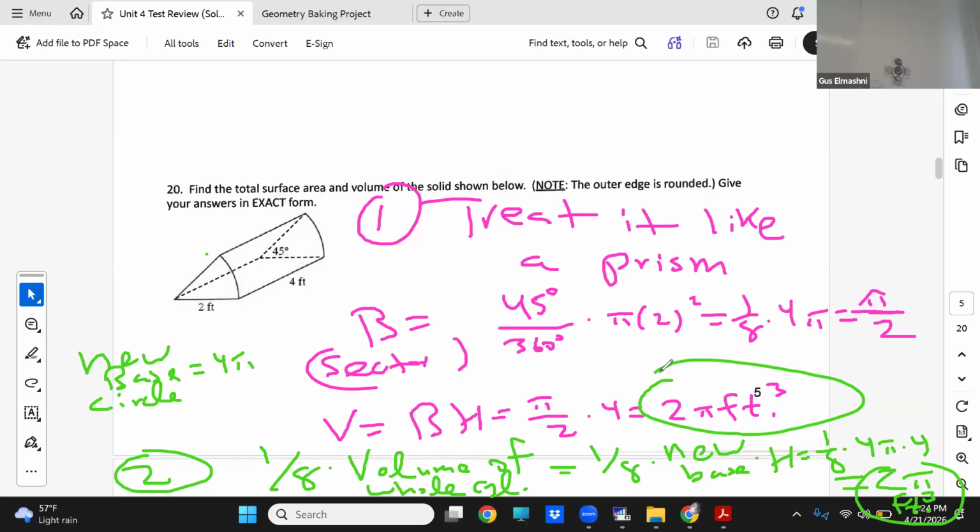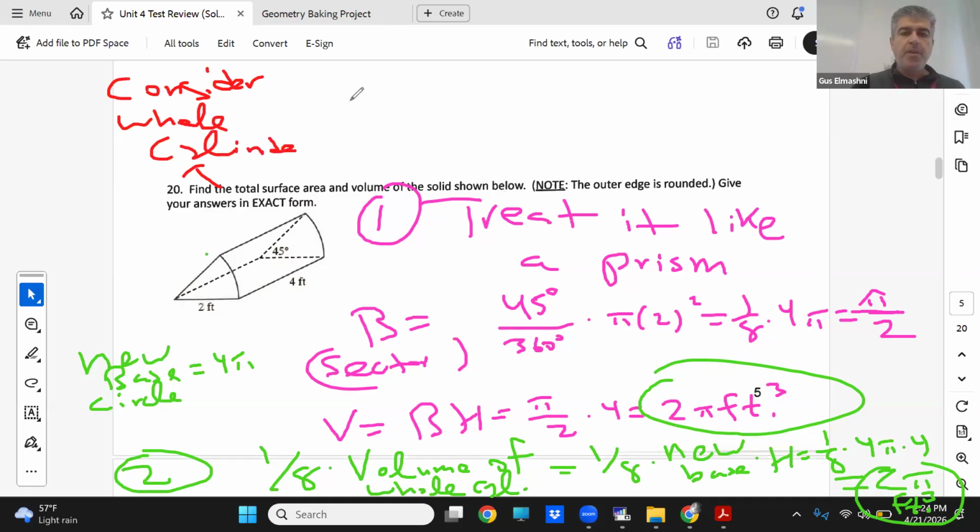So I'll do the calculation up top. If you consider the whole cylinder, for the total surface area, the lateral area, which I'll give to you, is going to be 2 pi r h, which is 2 pi times 2 times 4. So you get 16 pi, right? But remember, you have to do 1/8 of it.